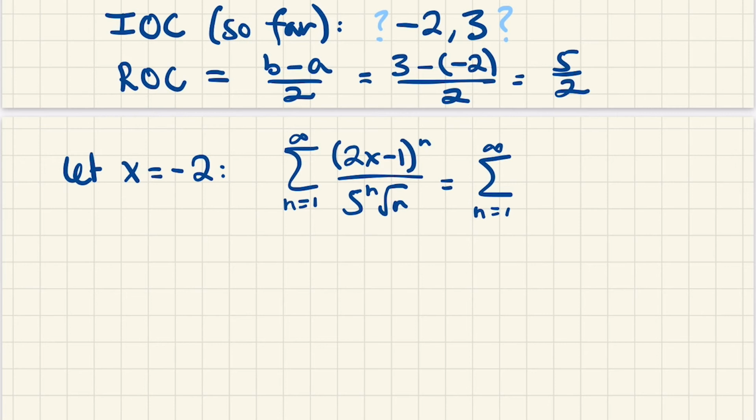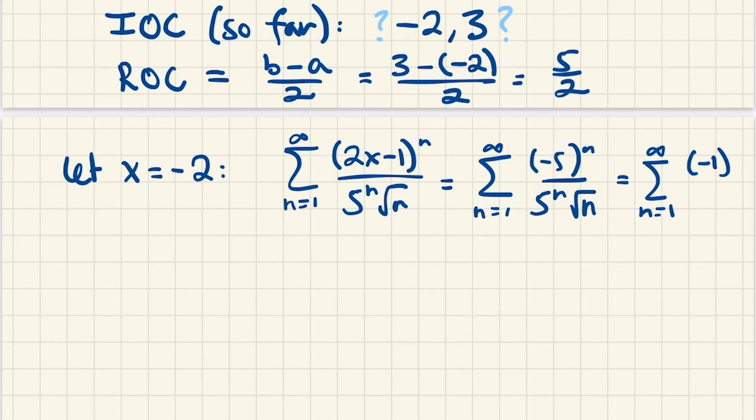So when x is equal to -2, we get (-5)^n over 5^n √n, and (-5)^n over 5^n is just (-1)^n over √n. So we're just checking to see if this is a convergent series, which hopefully you can look at and within a few seconds determine that indeed it is a convergent series. And we can dispatch it very quickly with the alternating series test.